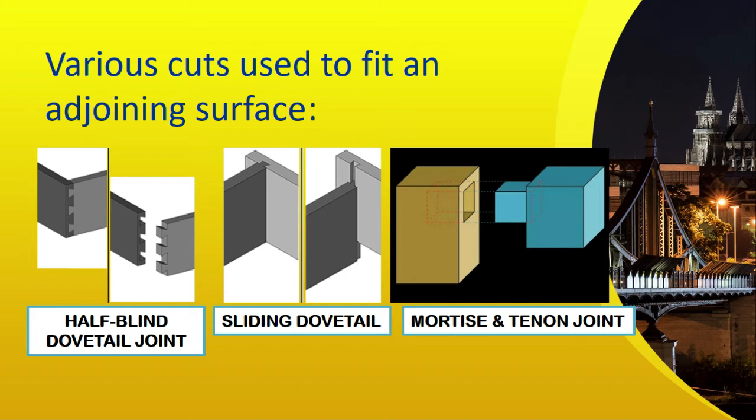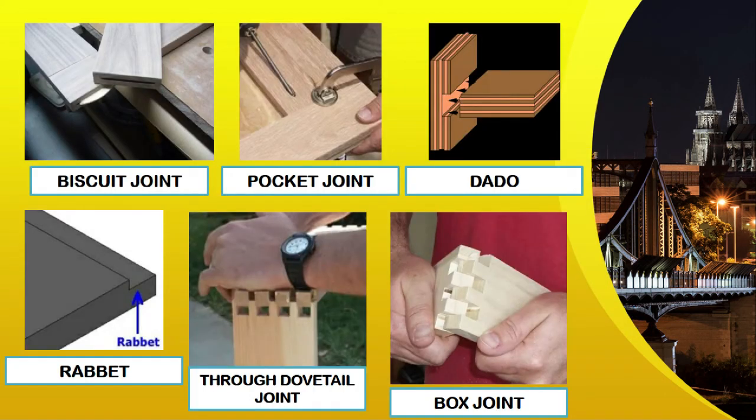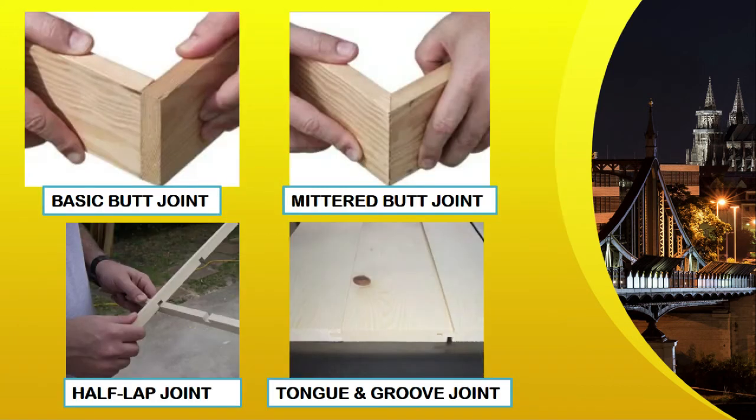So there are various cuts used to fit an adjoining surface. These are half-blind dovetail joint, sliding dovetail, mortise and tenon joint, biscuit joint, pocket joint, dado, rabbet, true dovetail joint, box joint, basic butt joint, mitered butt joint, half lap joint, and lastly, tongue and groove joint.